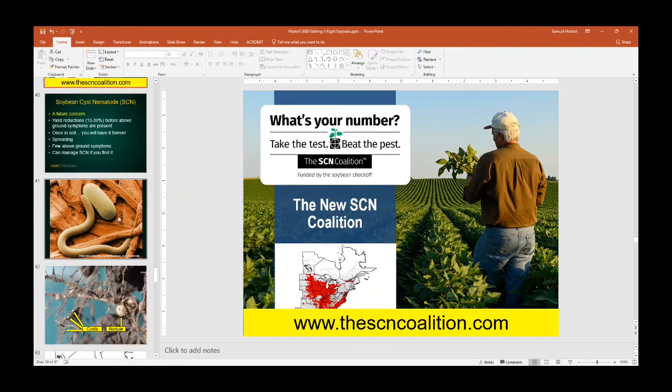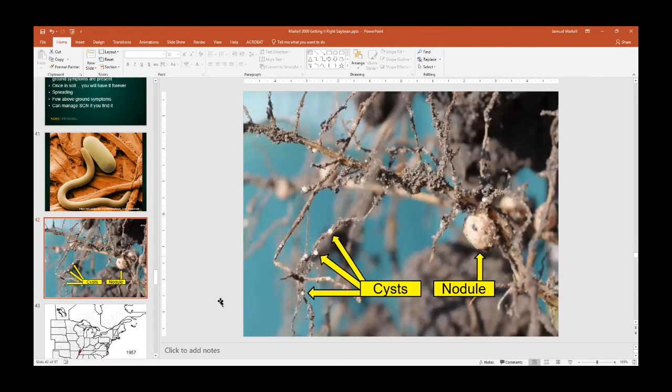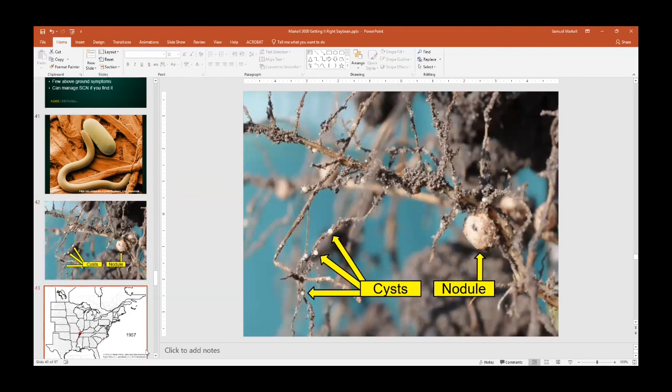So just real quickly, it's a parasitic worm. That's the worm. The root looks like this. So you've got little cysts. These are little female worms. You compare that to a nodule. They're really quite small. And then it's an invasive pathogen.